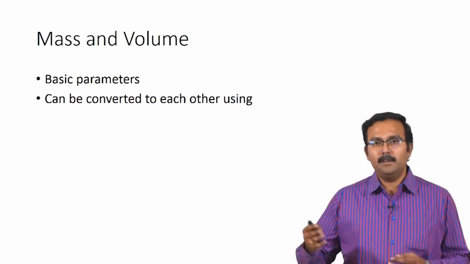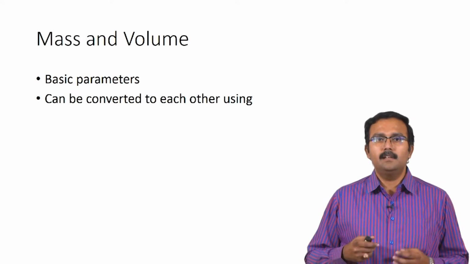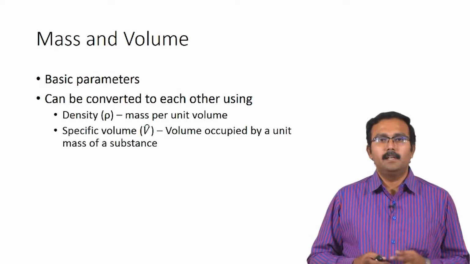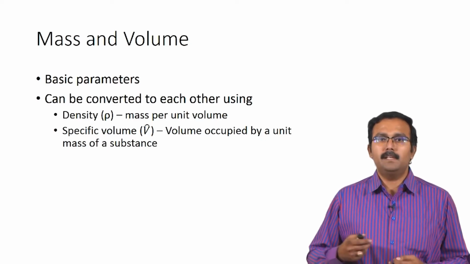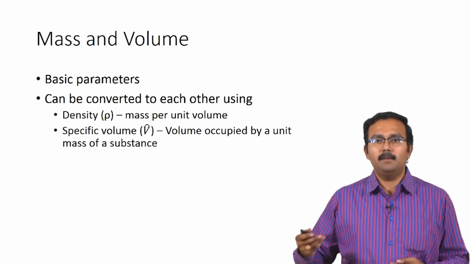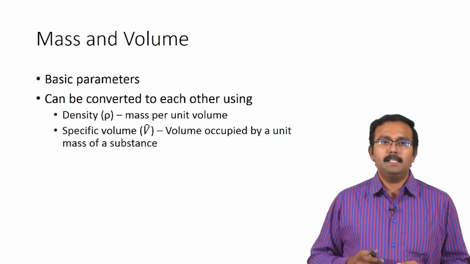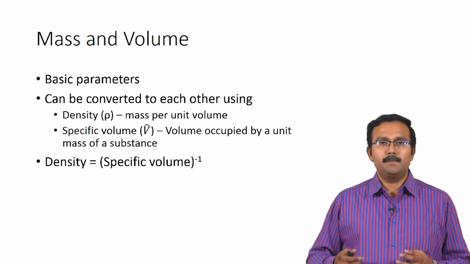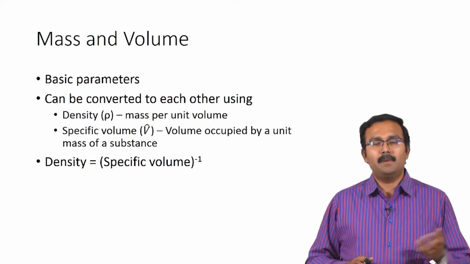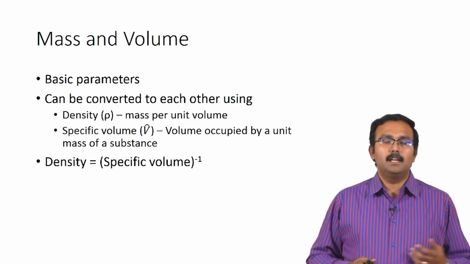These can be converted from one to another using density and specific volume. Density is defined as the mass per unit volume and specific volume is defined as the volume occupied by a unit mass of a substance. Basically density is the inverse of specific volume. So using density and specific volume we can actually convert mass to volume and the other way around.